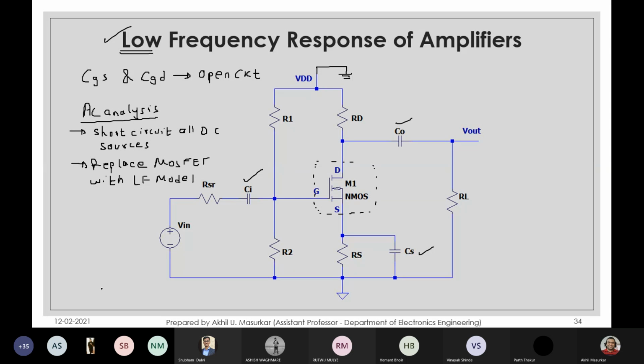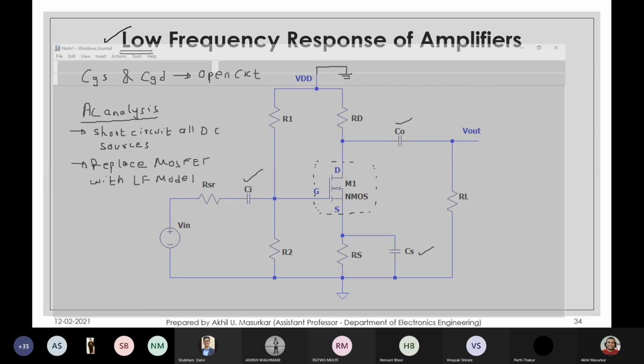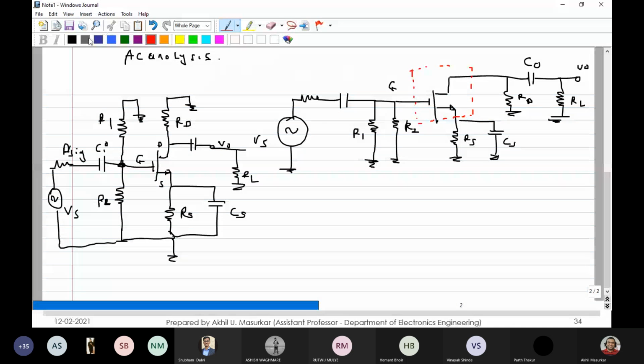Coming back to this circuit, I'll have again a source, that is Vs, then series resistance, then I'll just write here R1 parallel to R2, because you can see R1 and R2 are in parallel, and between this I will put the AC model of the MOSFET. So the model we have already done.